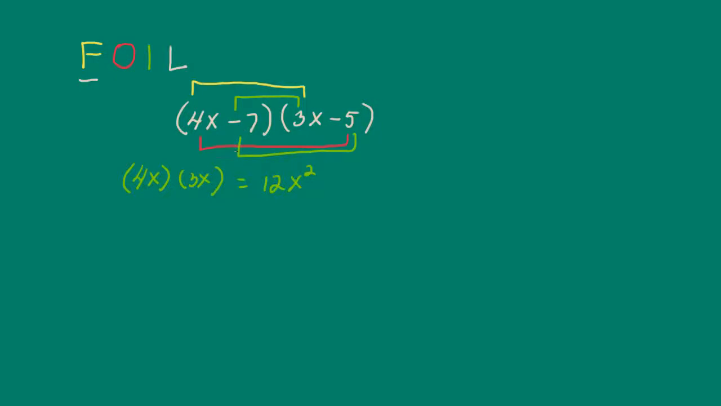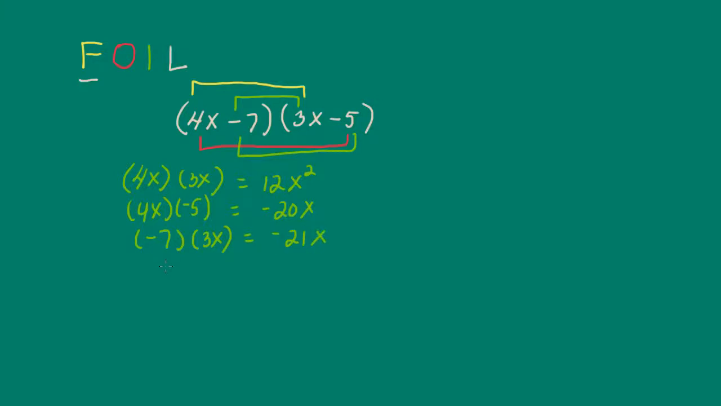The outer terms, 4x times a negative 5. Make sure that you include the negative sign, otherwise your answer will not be correct. So 4x times a negative 5 is a negative 20x. And then our inner terms, that would be a negative 7 times 3x. So that would be a negative 21x.